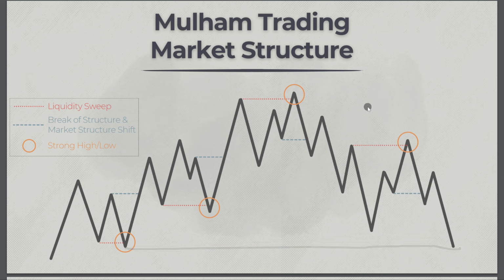So that's your way of marking the structure. What you need to do is look for a liquidity sweep followed by a breakout structure or a market structure shift, and then you consider that as either a strong high or a strong low. And from there, you actually mark your range. You know what your range is.